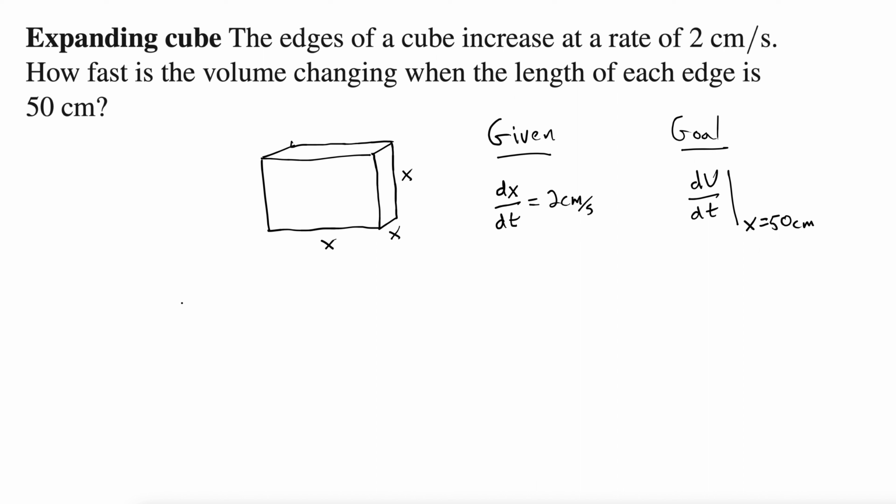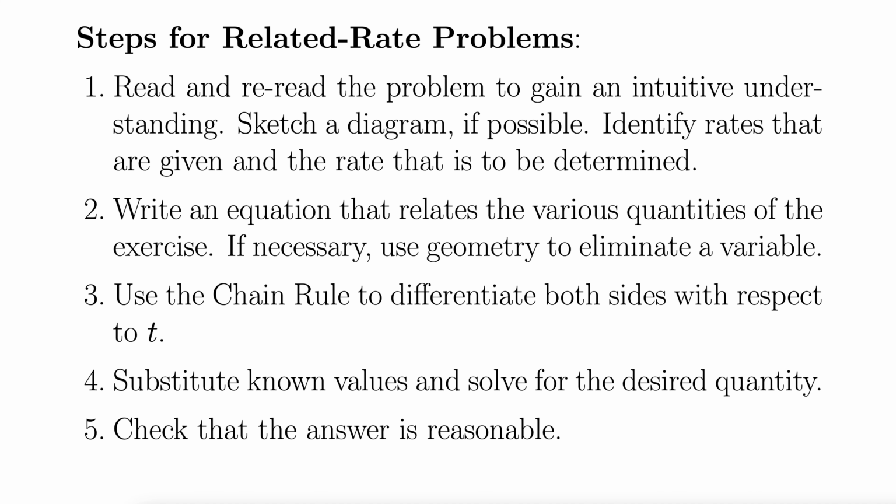Let's come up with an equation that relates both of them. How about this? V equals x cubed. You need to know a little bit of geometry to do these equations, but that's the volume of a cube, side times side times side. So there we have related the two variables. Step 3, use the chain rule to differentiate both sides with respect to t.